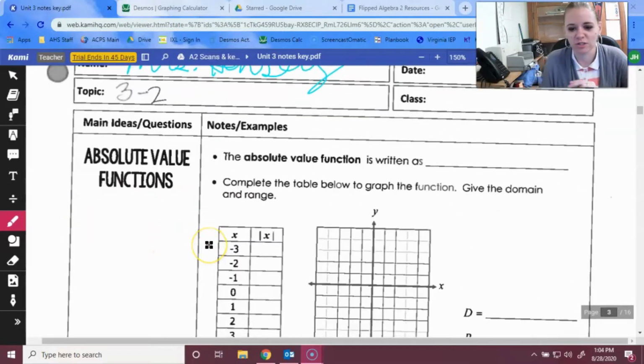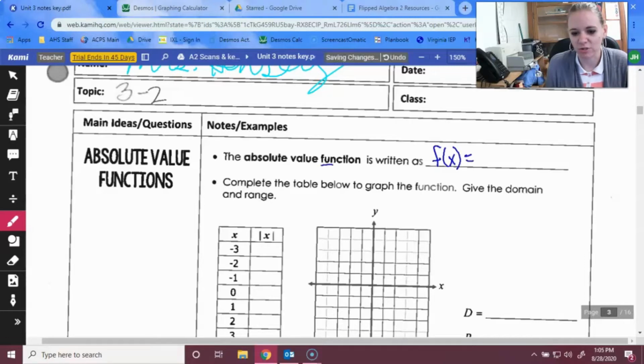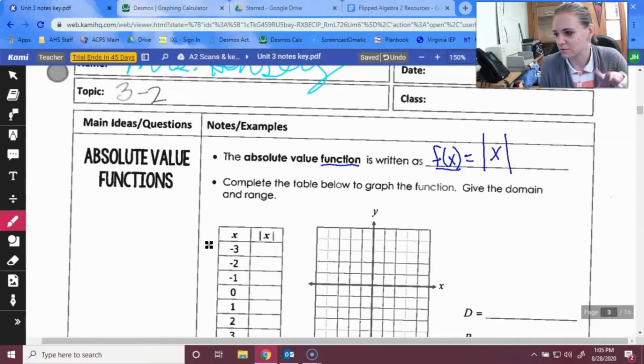Absolute value function. So, of course, the function will be written in the form of f of x. That's what I always associate with the word function, f of x. You should always connect those two in your mind. And the absolute value of x is the basic function with no other stuff with it. Just that.